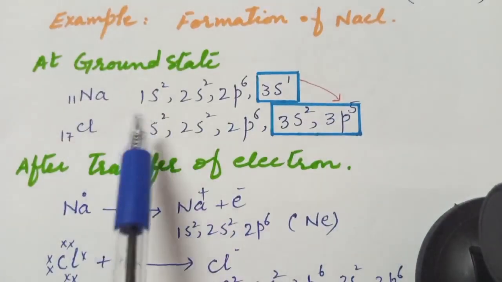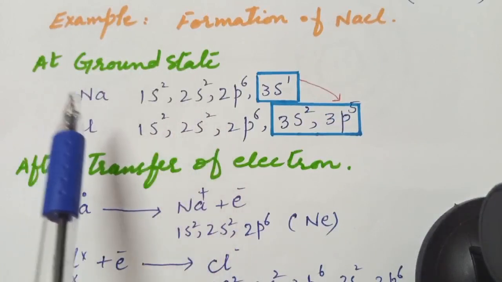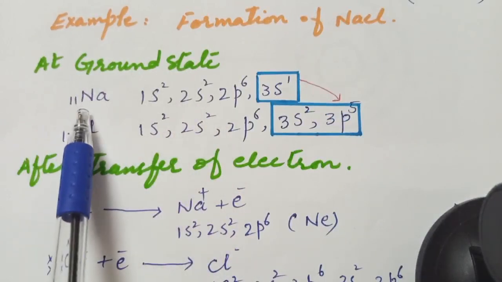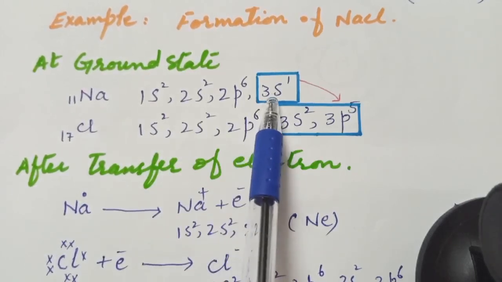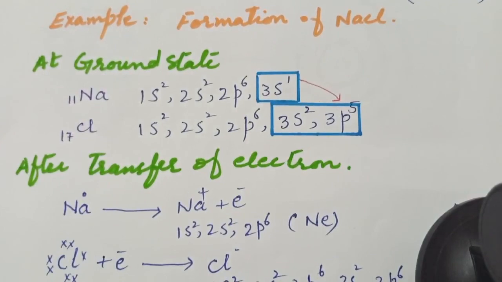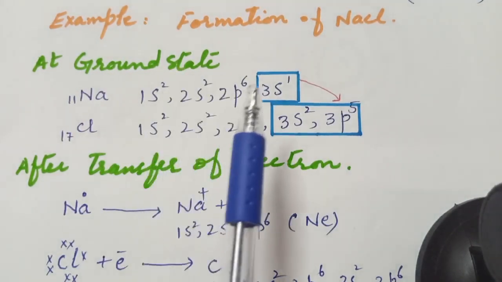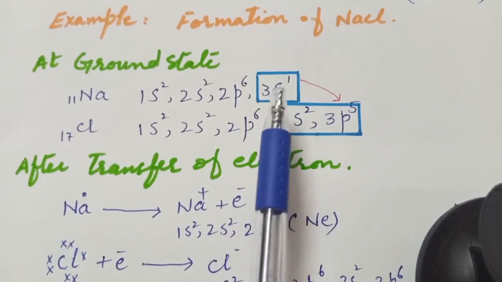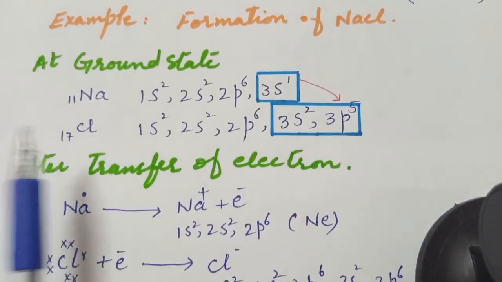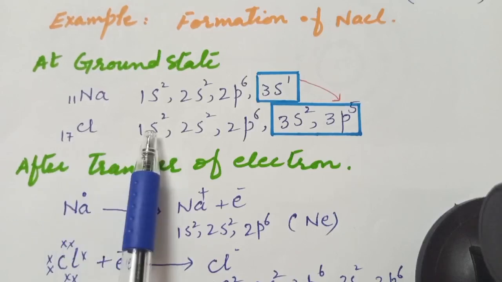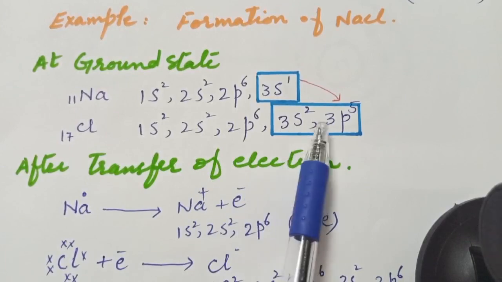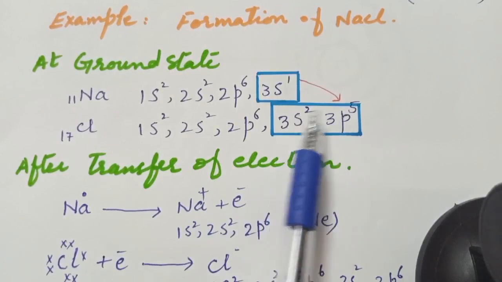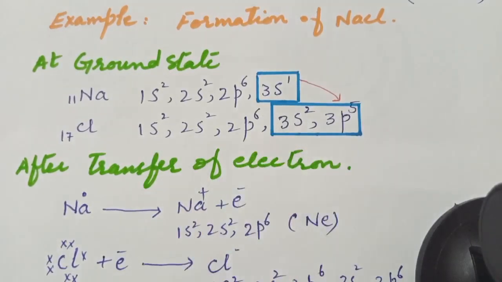At ground state, the sodium atom having the atomic number 11 has the electronic configuration 1s2, 2s2, 2p6 and 3s1. Sodium atom has only one electron in its third orbit in its subshell s. Chlorine, having the atomic number 17, has the electronic configuration 1s2, 2s2, 2p6, 3s2 and 3p5. It has 7 electrons in its outermost shell and it needs only one electron to complete its outermost shell.